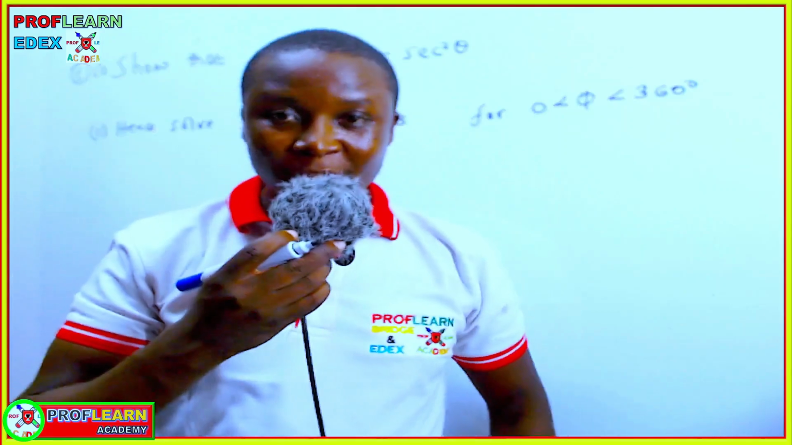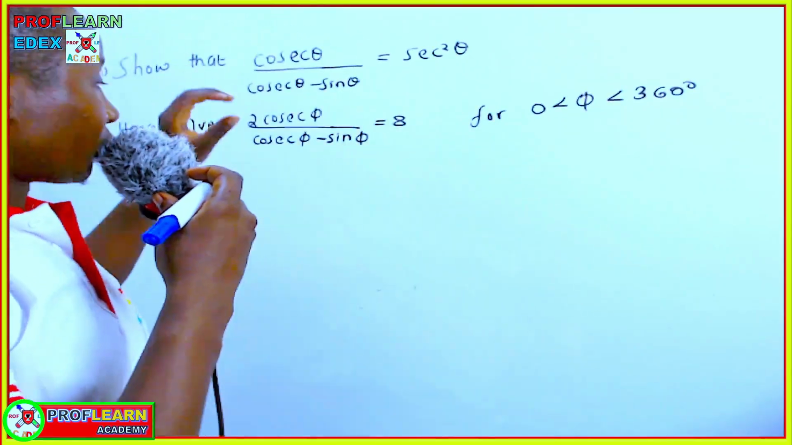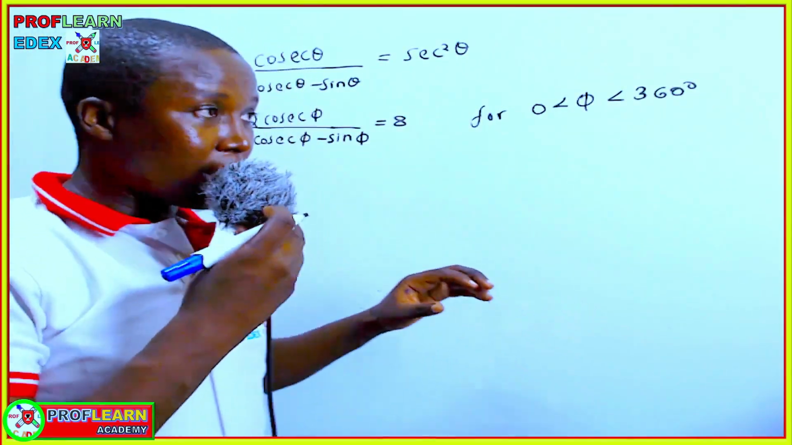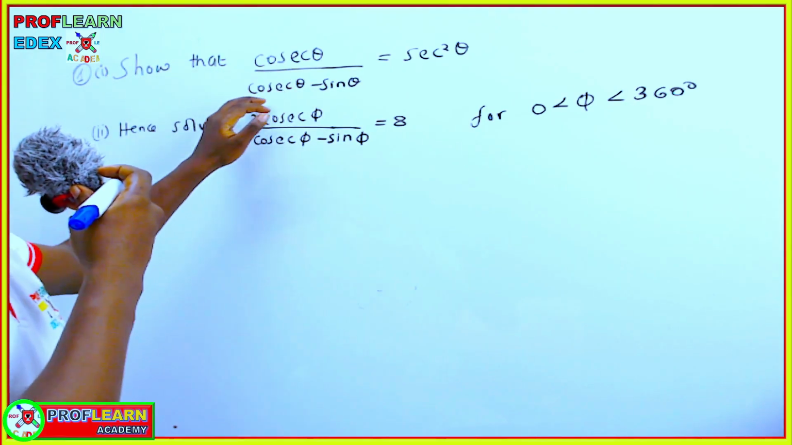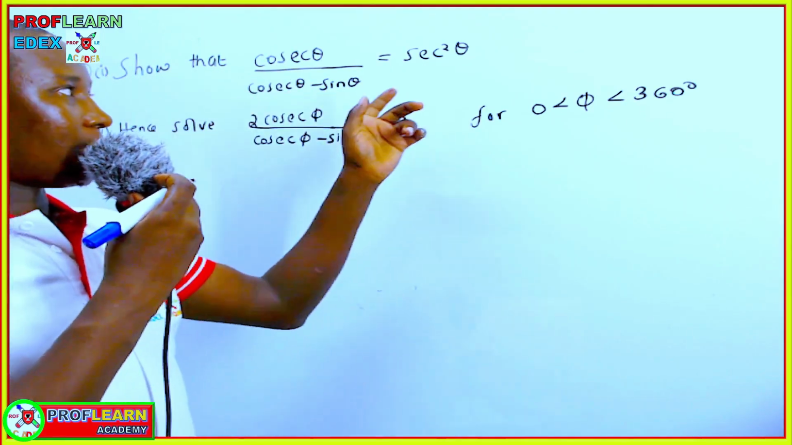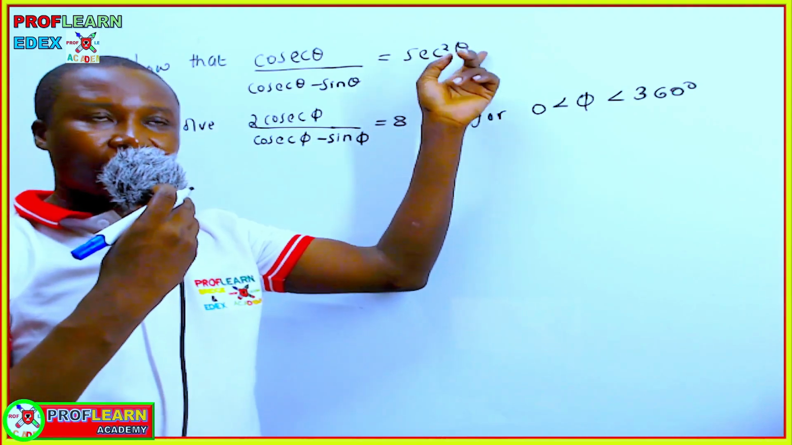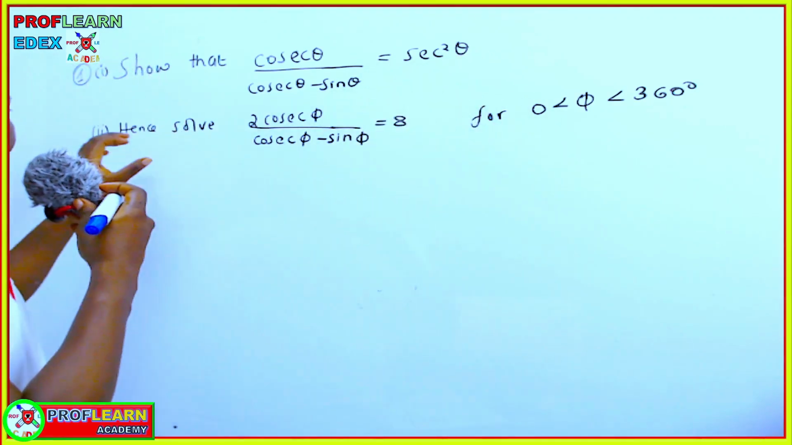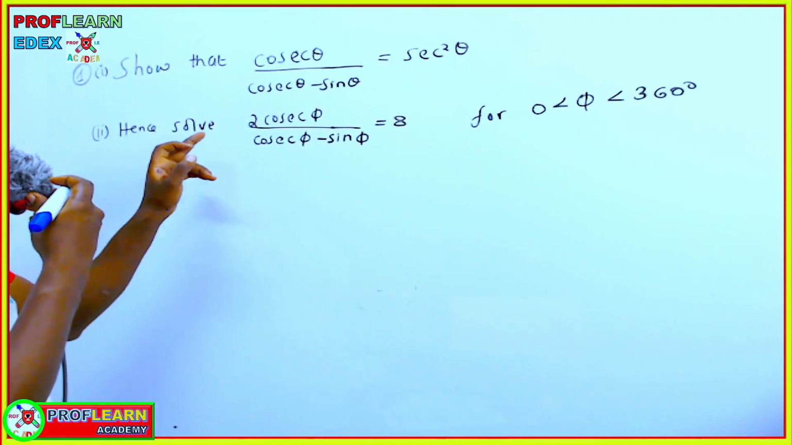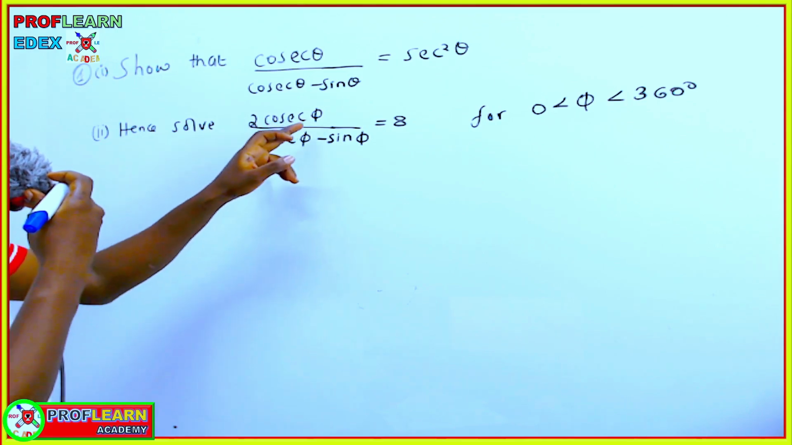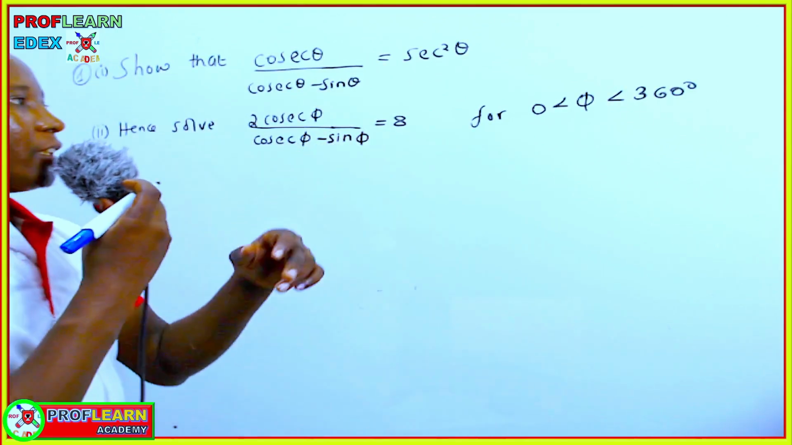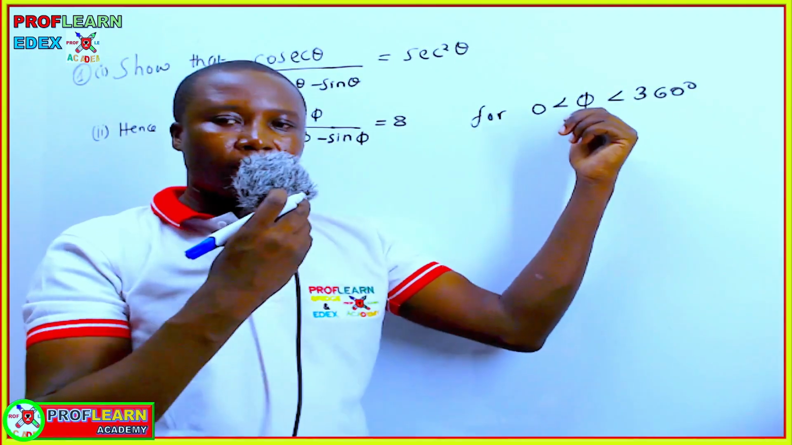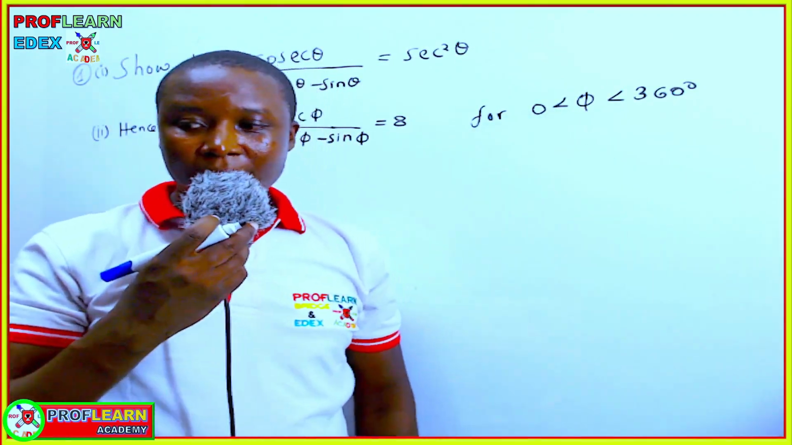In this particular video, we're going to discuss how to solve trigonometric equations. For instance, here you are told to show that cosec theta over cosec theta minus sin theta equals sec squared theta. And then once we have done that, we are going to solve 2 cosec phi over cosec phi minus sin phi equals 8, whereby the range of the angle is given between 0 and 360 degrees.